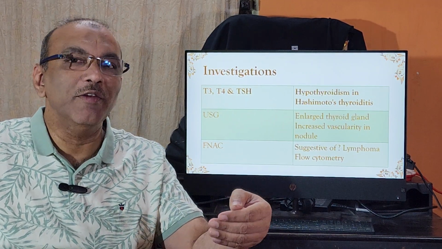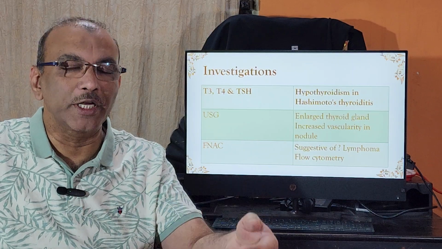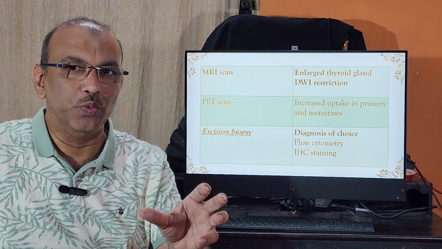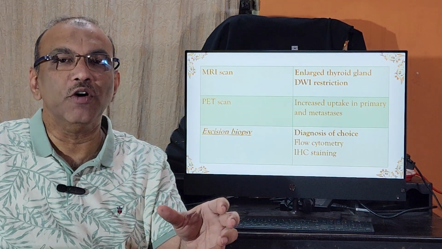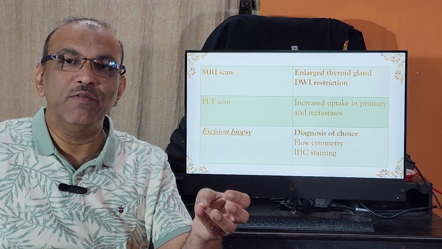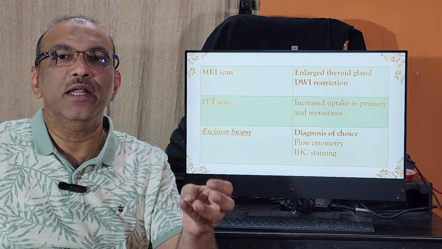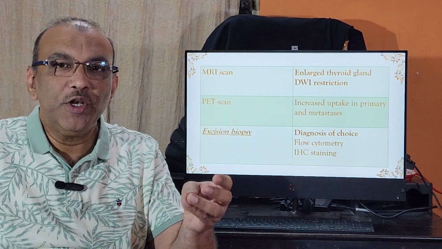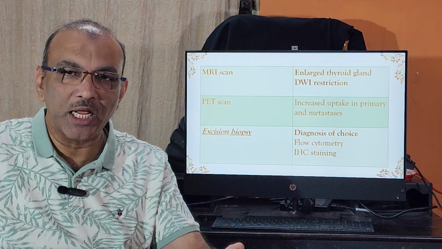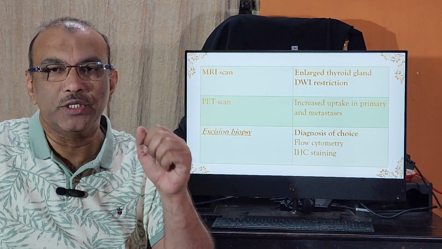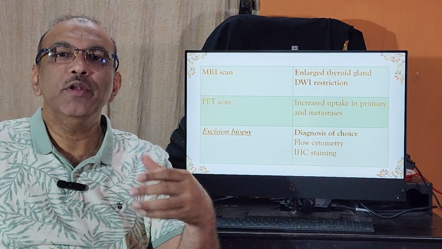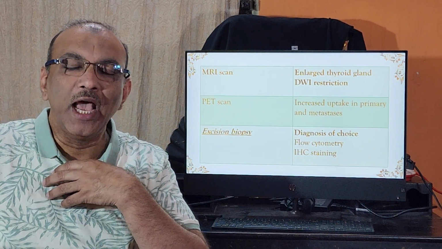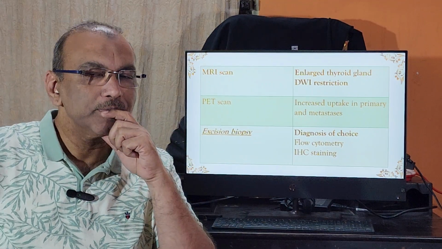Even this suspicious of lymphoma is after doing flow cytometry. Why am I saying that? Because you need a full tissue specimen, not cells alone, for the diagnosis of lymphoma. So with that we do flow cytometry and also immunohistochemistry. Only when you do all this can we know the subtype of lymphoma, to give the best treatment to the patient. Now, when you do an MRI scan of the neck, we can come to know how much of the thyroid gland is involved and how much of the surrounding structures are involved.